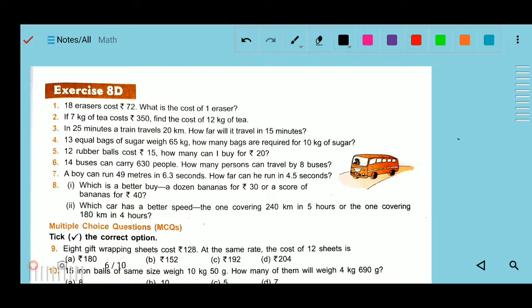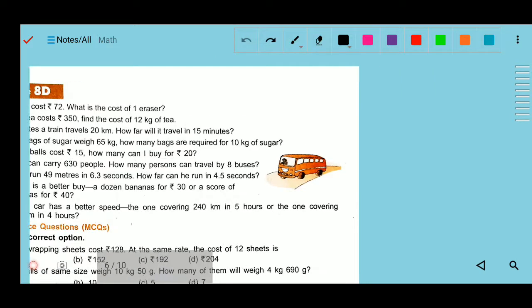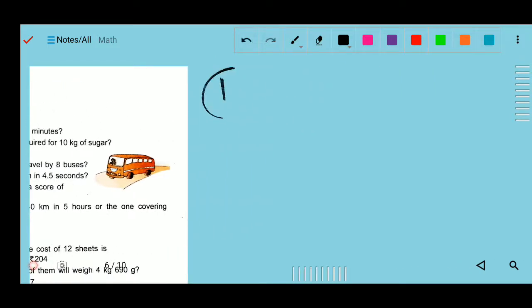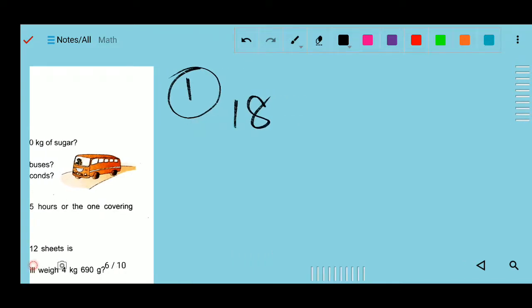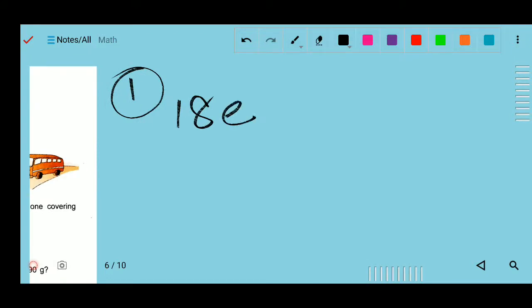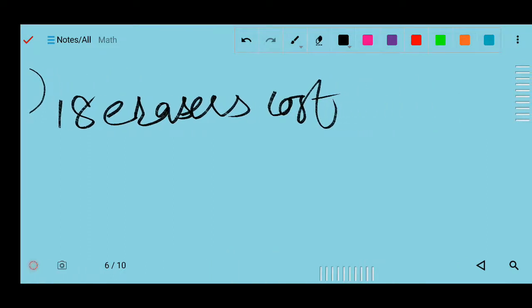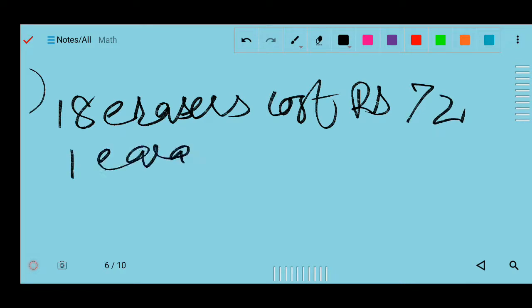The first question we are going to solve: 18 erasers cost rupees 72. What is the cost of one eraser? Number 1. It is given that 18 erasers cost rupees 72. So what will be the cost of one eraser?